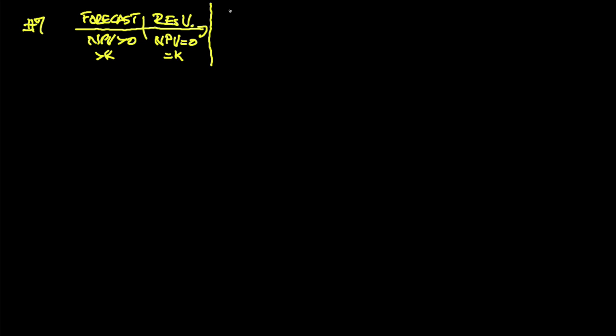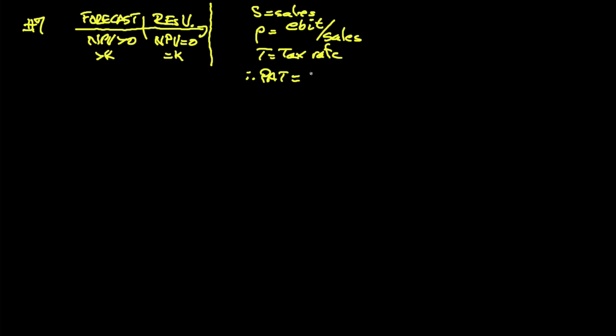Okay, I want to switch over now and take you through some algebra, and I'll use some symbols. S is going to be sales. P is going to be earnings before interest and taxes, EBIT, to sales. T will be a tax rate. So what I come up with is profit after tax, which is really just S times P times 1 minus T. In fact, if you ever read any of the things I write, you'll see this kind of formula all the time. I'd like to add some more here.